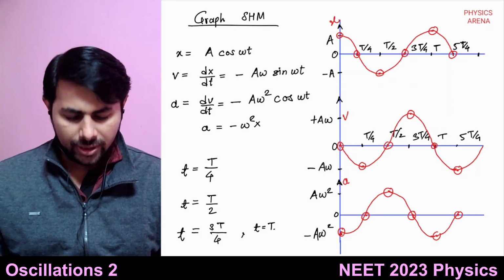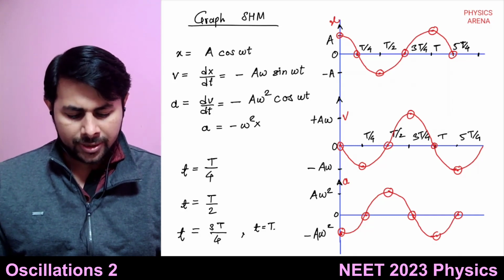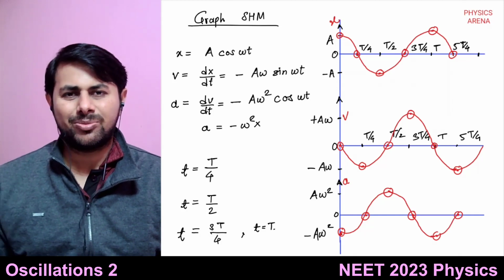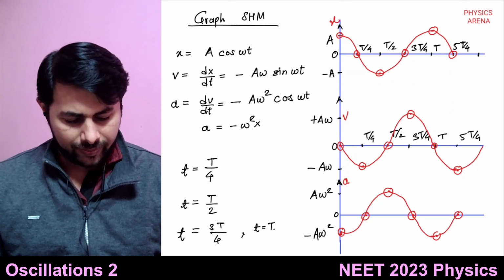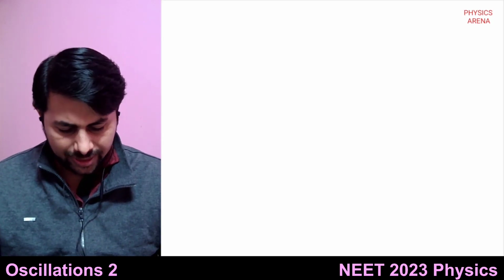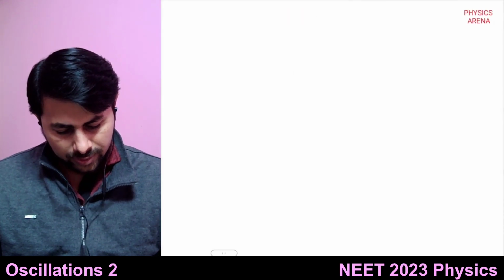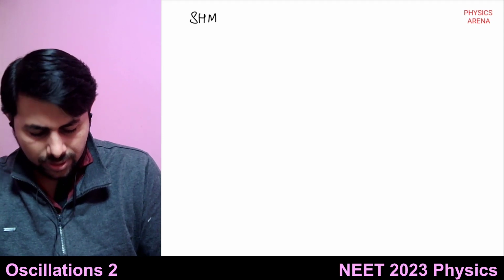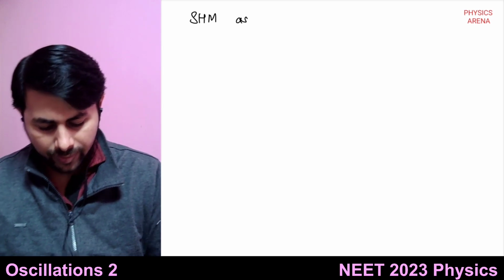Okay, so this is a particular case, particle starting from positive extreme position. Similarly, we can plot the graphs for particles starting from the mean position. Okay, that we are not going to do now. So let's talk about next thing, and that is SHM as projection of uniform circular motion.